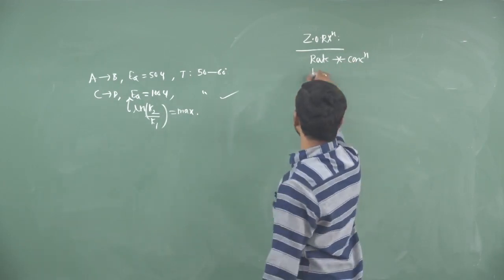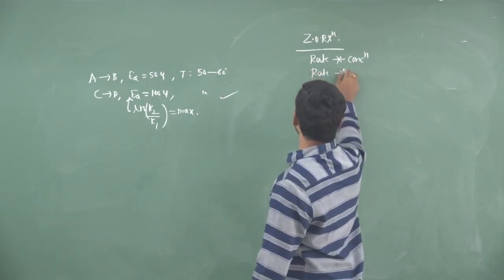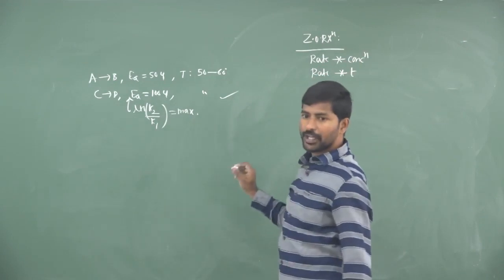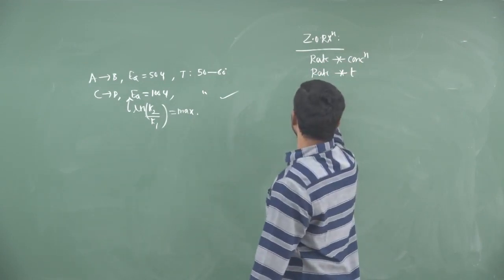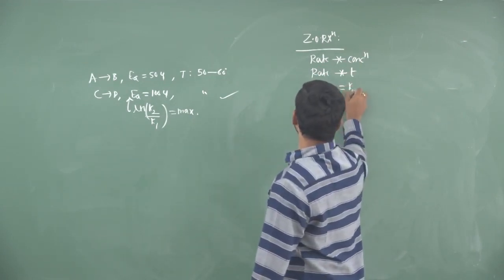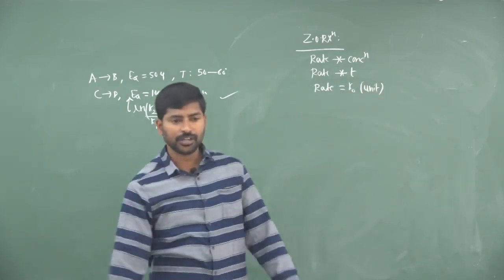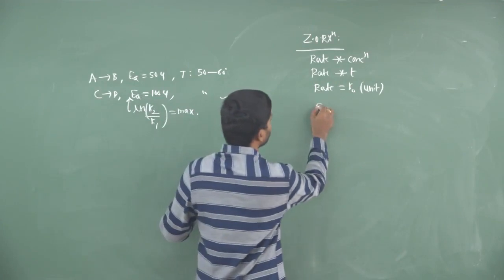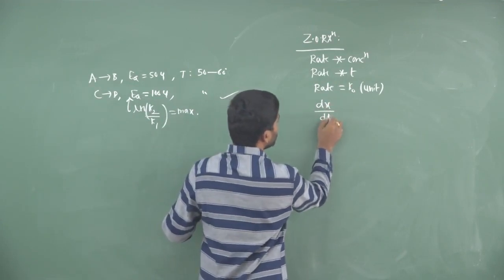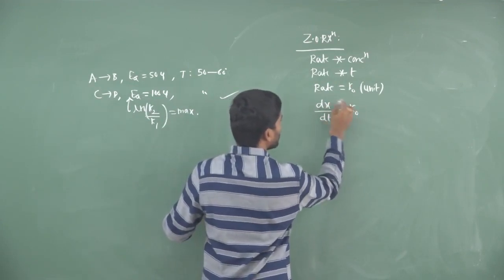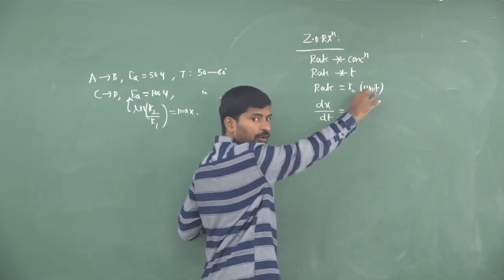Independent of concentration. Whether rate depends on time or independent of time? Independent of time. What about rate unit and rate constant unit? Both are same. Rate and rate constant units are same. What is the rate equation? And we have the differential form. dx by dt is equal to k naught into concentration power 0.